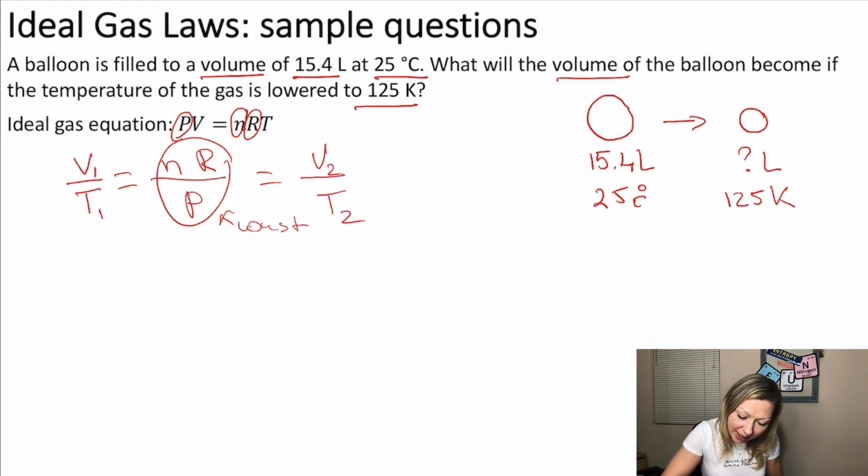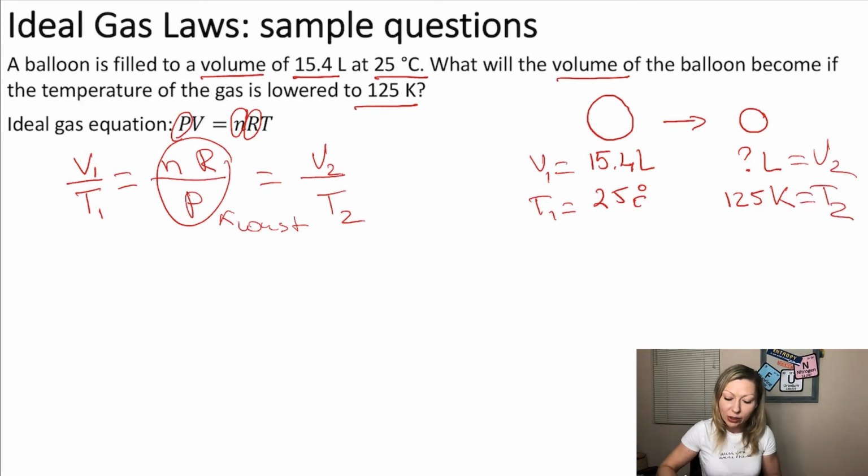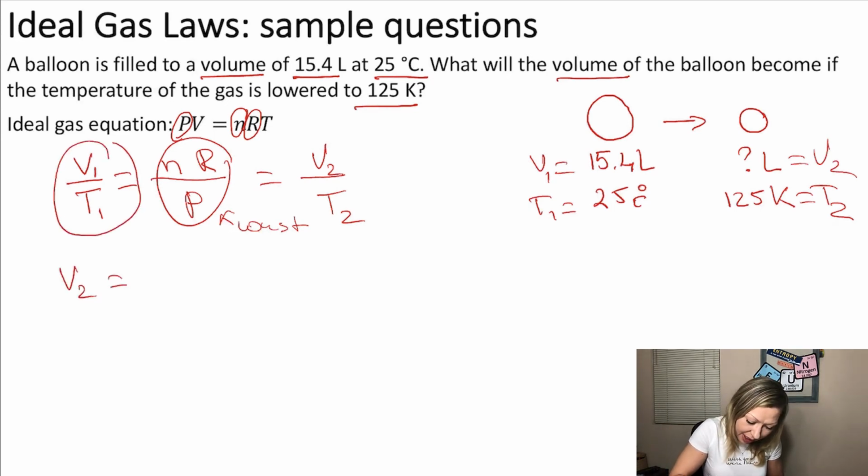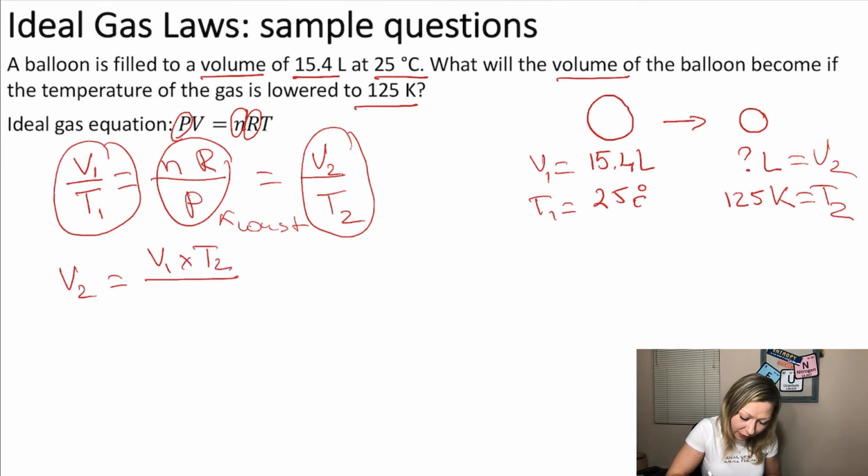In this case, 15.4 liters is my V1. My T1 is 25 Celsius. I don't know my V2, but I know my T2. So I have to solve for V2. From this expression right here, I know that V2 equals V1 multiplied by T2 divided by T1. Now, let's check our units.